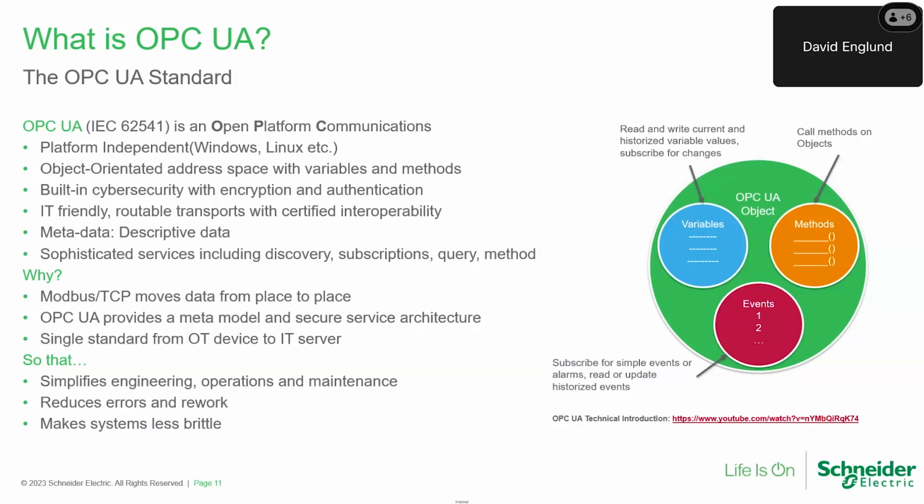OPC UA has built-in cybersecurity utilizing encryption and authentication. OPC UA uses standard transport protocols such as TCP/IP and HTTPS, making it IT and network friendly. This also makes it easy to troubleshoot with standard tools such as Wireshark. OPC UA also provides an object-oriented address space, including variables, methods, and events.